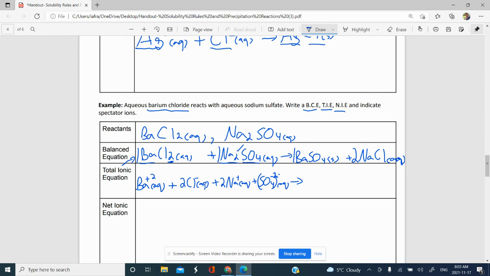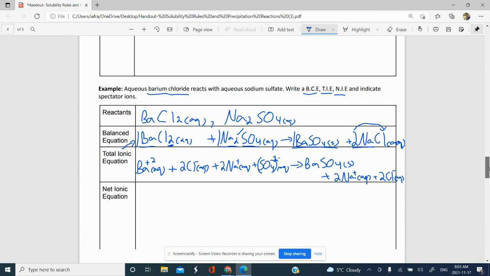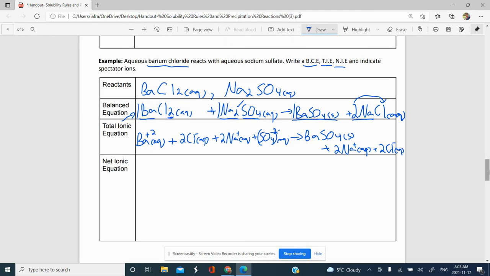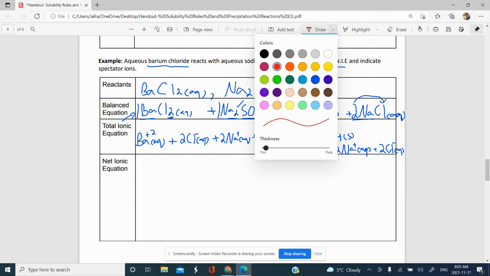Now, notice the precipitate does not dissociate. So BaSO4, solid. Plus, we have 2 sodiums. 2 times 1 is 2, so 2 sodiums, because that's an aqueous compound. It's dissolved, it's soluble. Plus 2 chlorines, 2 Cl- (aq). So now, that's our total ionic equation. Assuming you balance your equation properly the first time, that should be balanced as well.